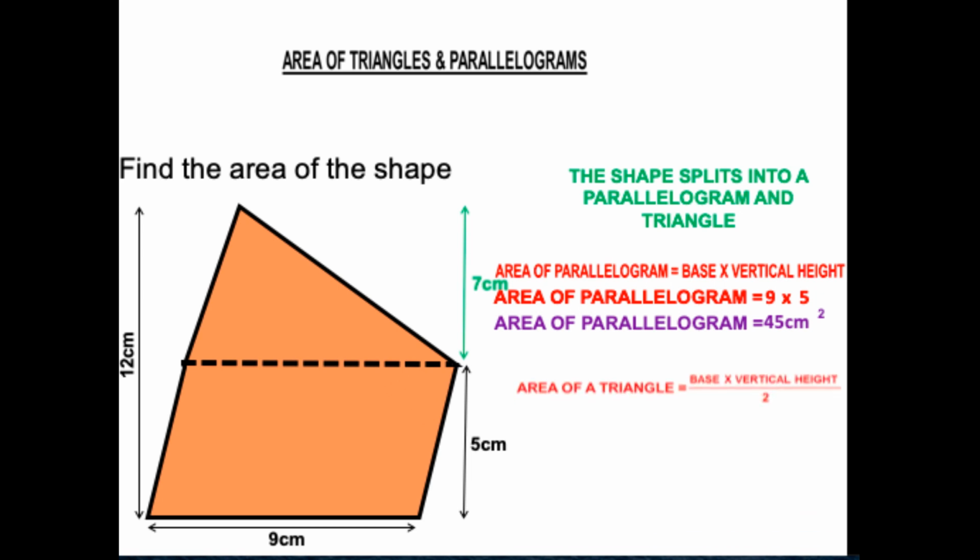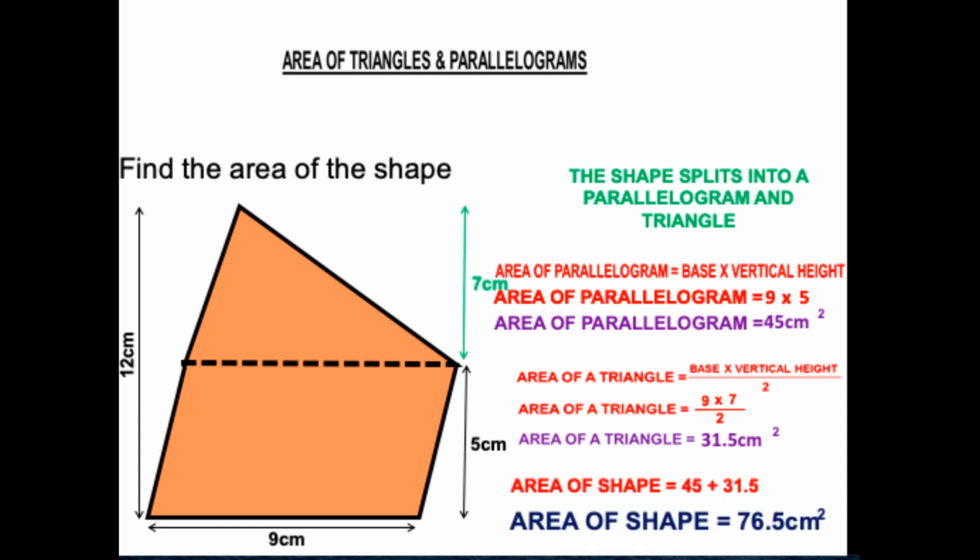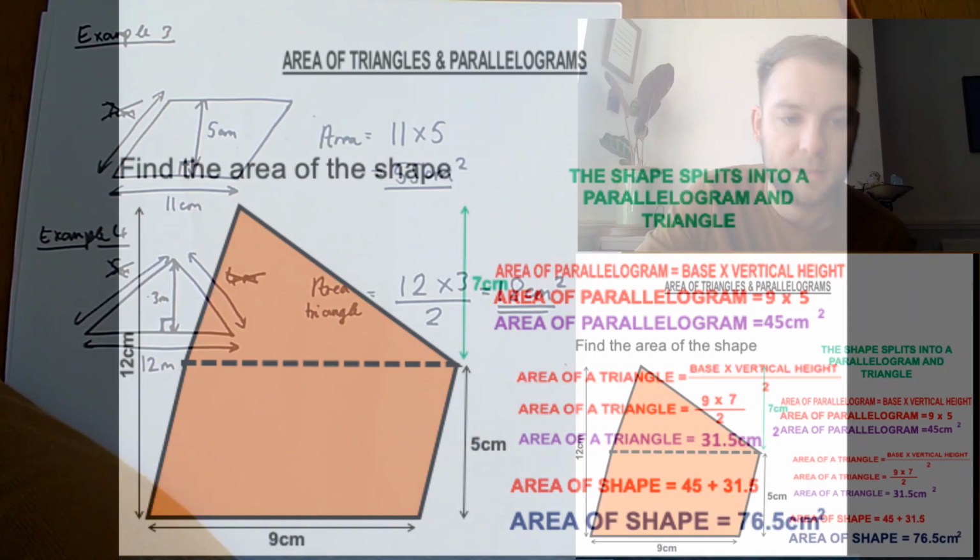So this one here is going to be equal to 9, which is this base here, times by the vertical height, which is 7, divided by 2, which is equal to 31.5. So if we want the total area of this, we're going to add both of these together, which is equal to 76.5 centimetres squared.